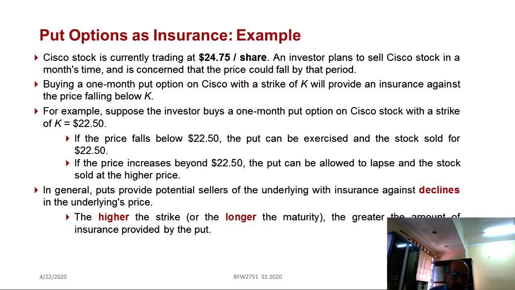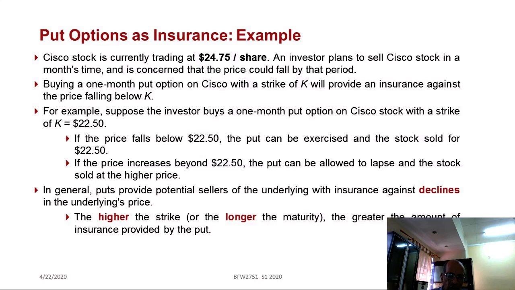Buying a 1 month put option on Cisco with a strike price K will provide insurance against the price falling below K. Right now it's $24.75. For example, suppose the investor buys a 1 month put option on Cisco stock with a strike of $22.50. He doesn't want the price to fall below $22.50, which means that in a put option, your K is the floor price you want to set. If the price falls below 22.50, the put option can be exercised and the stock can be sold for $22.50. Or just go and get the difference from the option writer.